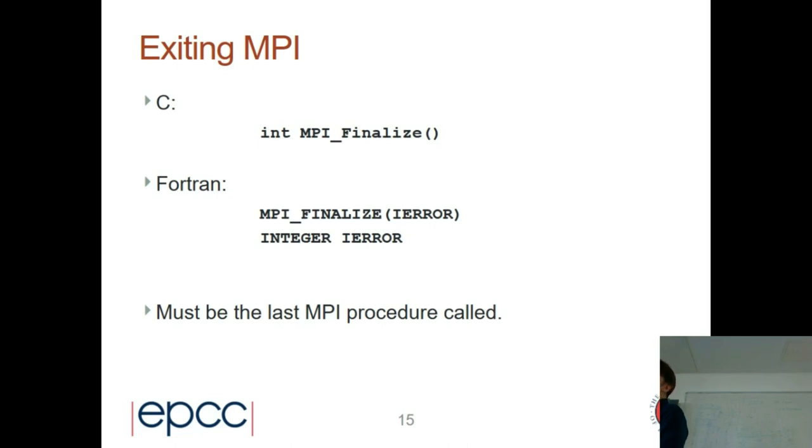If you've done OpenMP, the kind of equivalent construct in OpenMP is parallel regions. But in OpenMP, the model is you start the parallel region, you finish it, you start it, you finish it. That's not the MPI model. The MPI model is it's parallel right from the start. So you call MPI init, you run for 10 hours, you call MPI finalize, and you finish. In fact, you're not allowed to call MPI init after you've called MPI finalize.